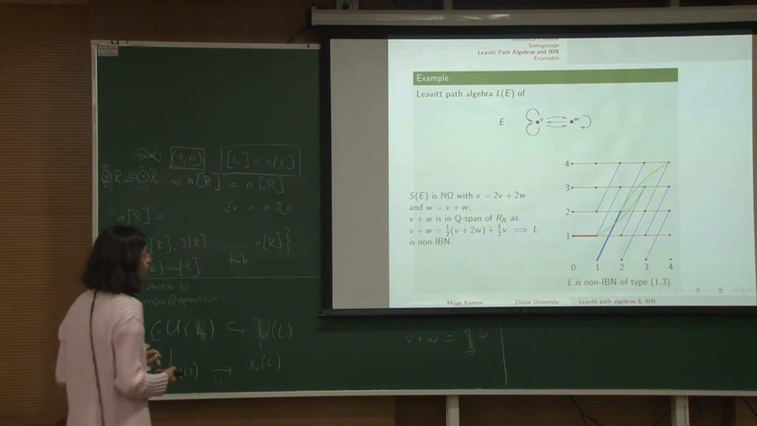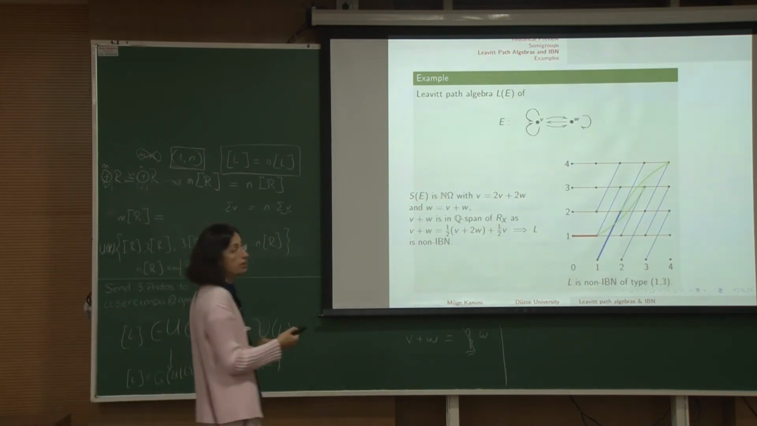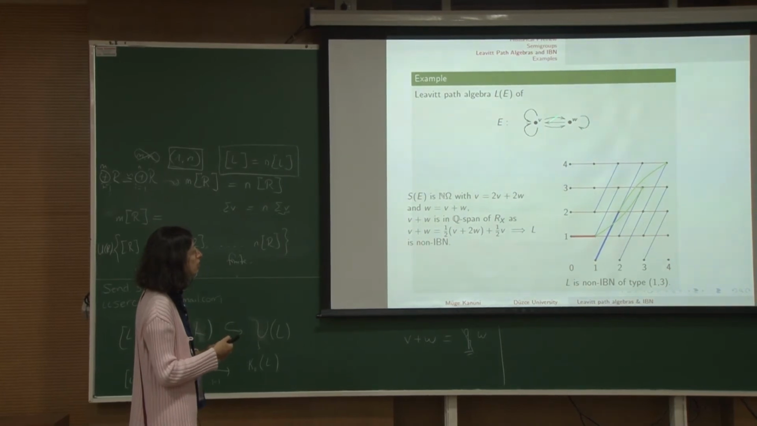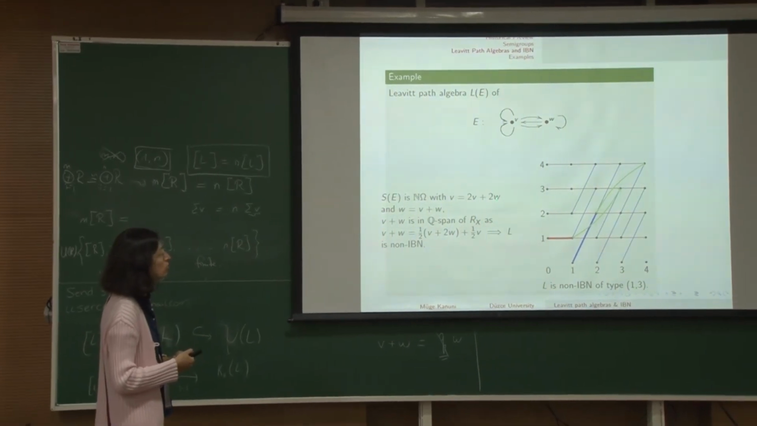Here's another one. This is non-IBM now. Look at the relation. I have 2 vertices again, V and W. So I do the geometric representation. What is the relation? You have 2 relations here. The first one is V. It has 2 loops. So V is equal to 2V plus 2W.